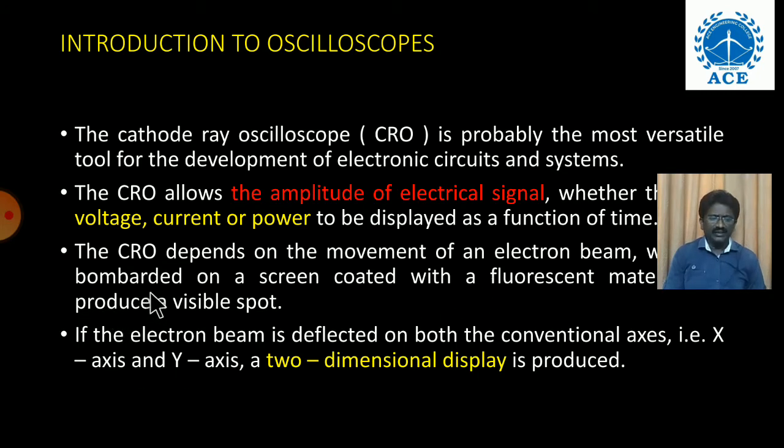So actually here the CRO depends on the movement of an electron beam, which is bombarded on a screen coated with a fluorescent material to produce a visible spot. So if the electron beam is deflected on both conventional axes, that means the x-axis and y-axis, a two-dimensional display is produced. This is the picture you can see on the screen of the CRT.